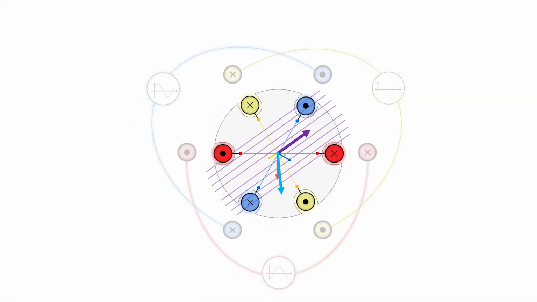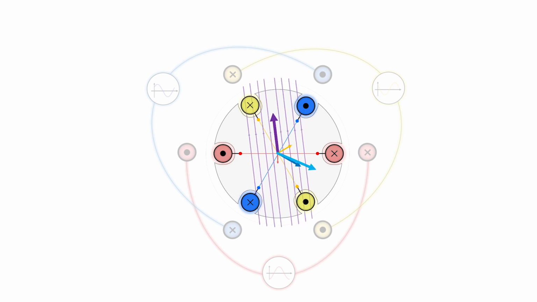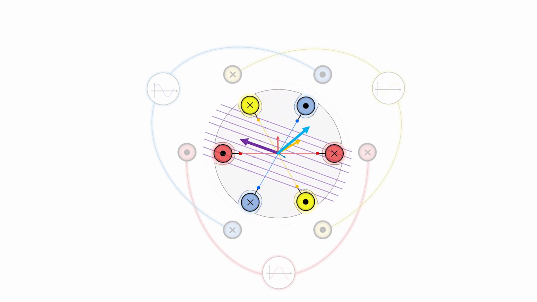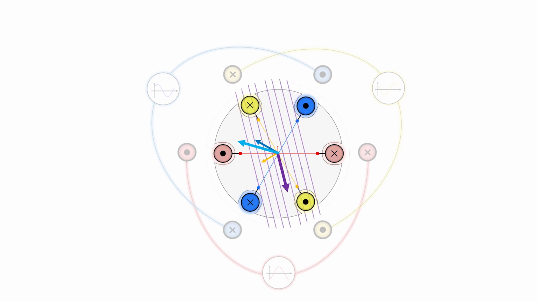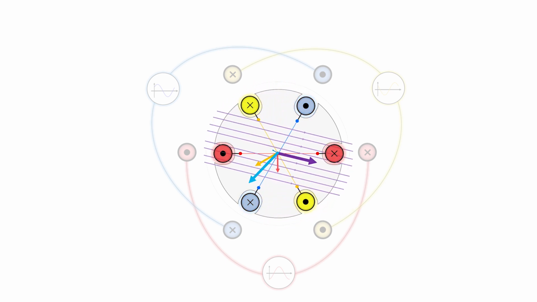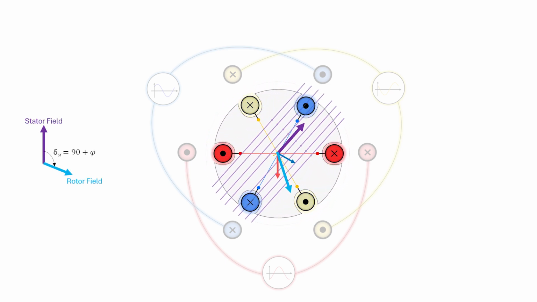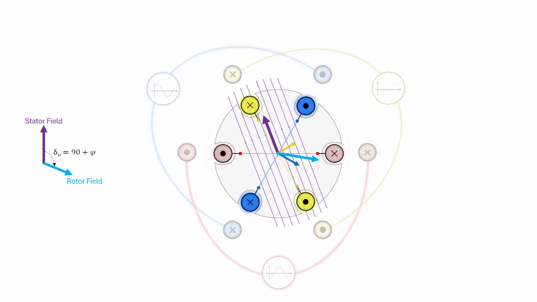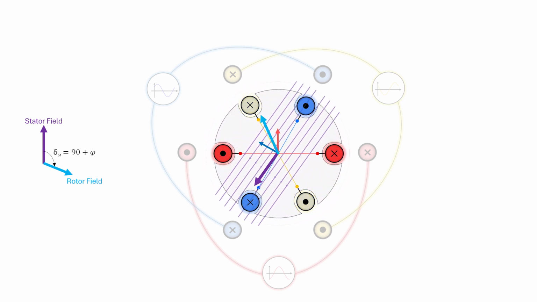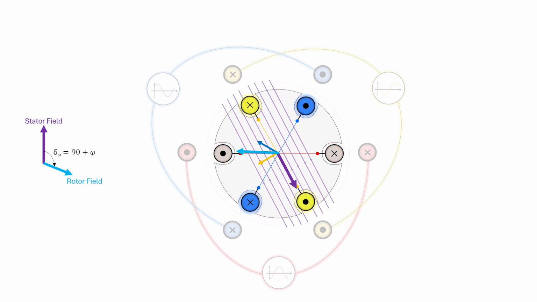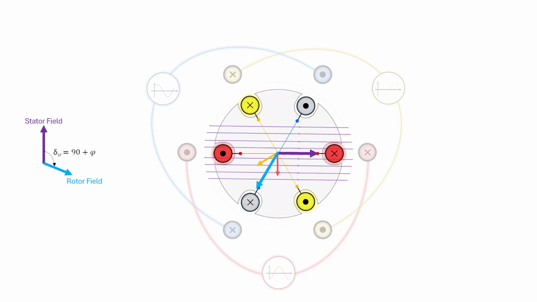The currents induced in these shorted coils set up a rotating magnetic field of their own. As we have seen from the waveforms, these currents lag by 90 plus phi to the stator field. Thus, the rotating field vector of the rotor also lags the stator by 90 plus phi. We now have two rotating fields, one generated by the voltage supply given to the stator and another by the induced current in the rotor.